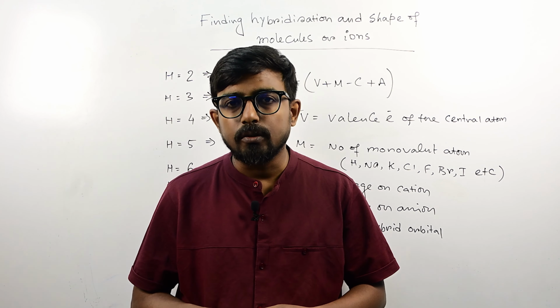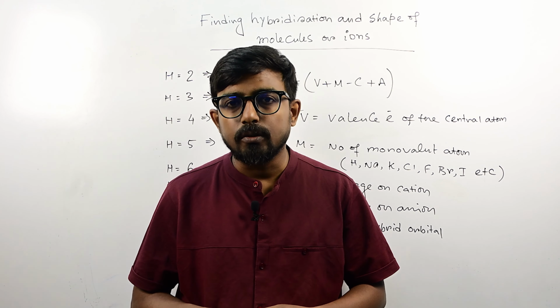When these 2 positions are forming, in H equals 5 and H equals 7, these two positions are called axial, so it will be applicable only for H equals 7 and H equals 5. These positions are called the axial position, and these 5 are called the equatorial position.